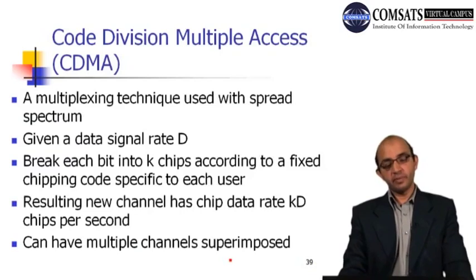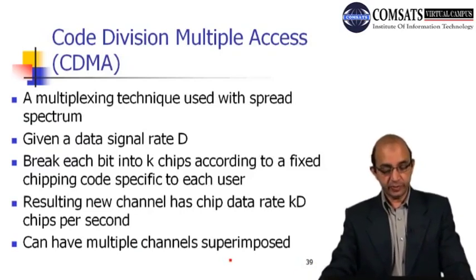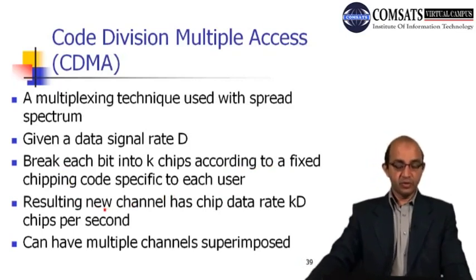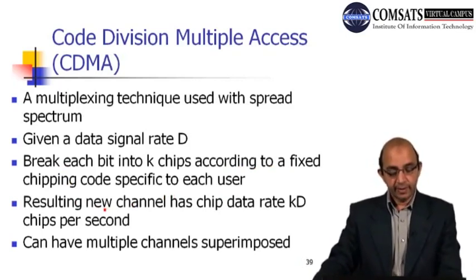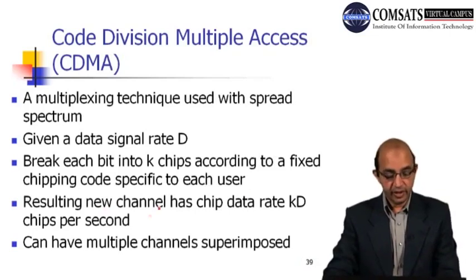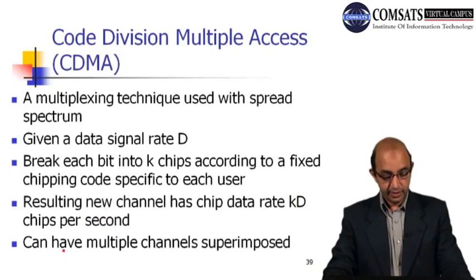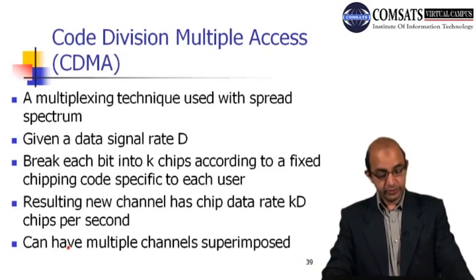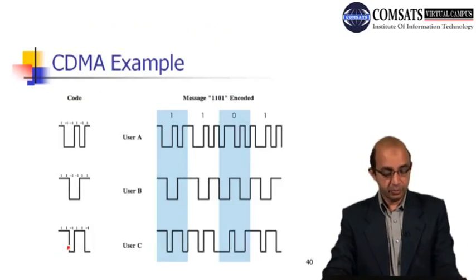CDMA is a multiplexing technique used with spread spectrum. Given a data signal rate D, break each bit into K chips according to a fixed chipping code specific to each user. That results in a new channel with a data rate of KD chips per second. So multiple channels can be superimposed.